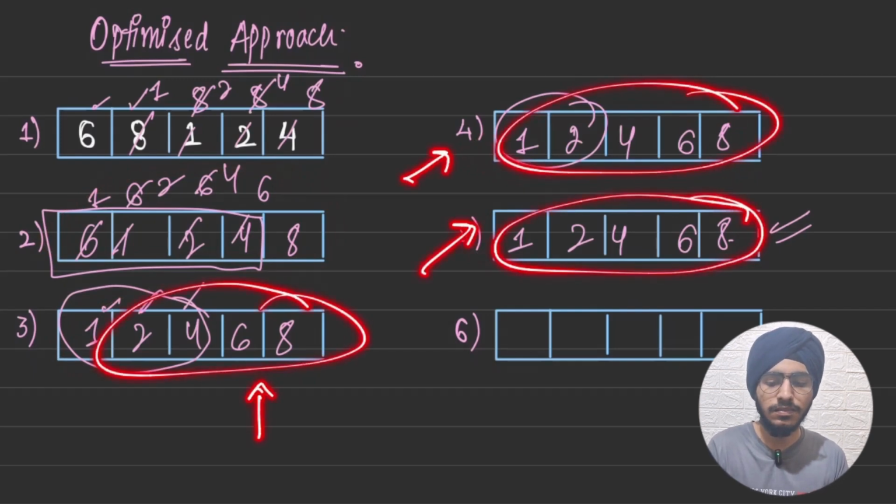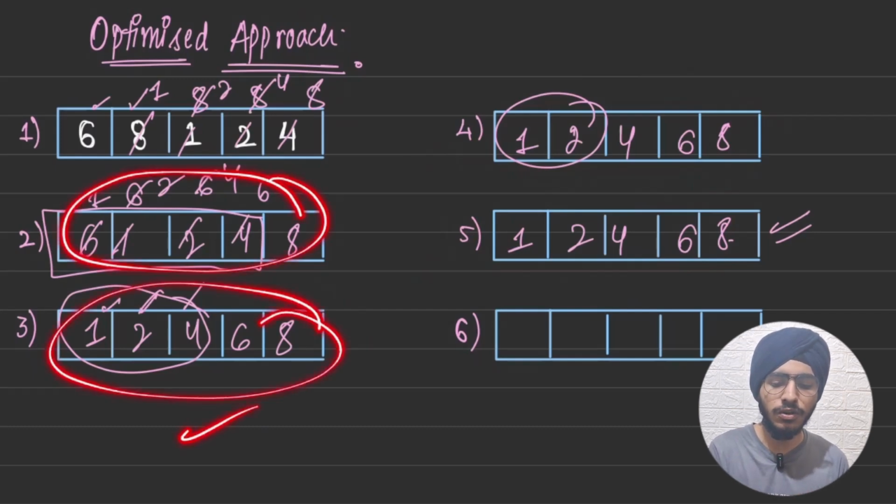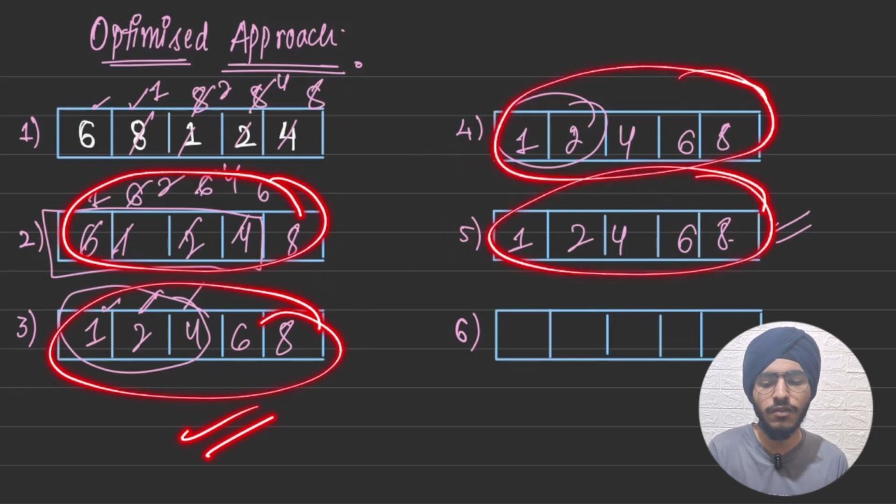Actually we can optimize this. How? Why are we swapping? We are only swapping to get the maximum element to go till the end. But if swapping is not taking place, what can we observe from that? If no swapping is occurring, the array is always sorted.